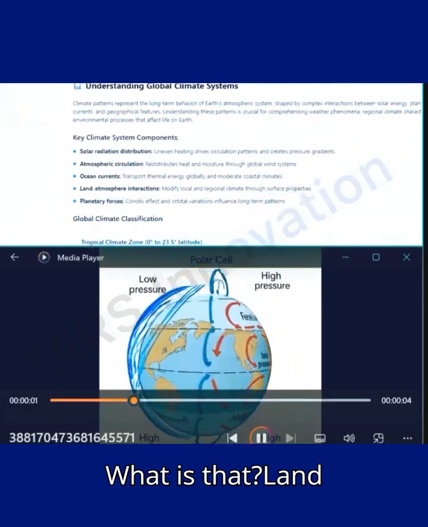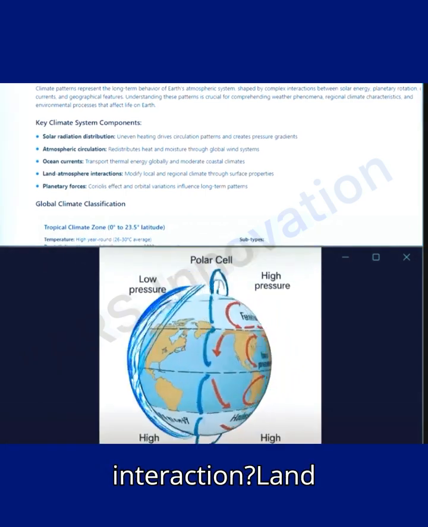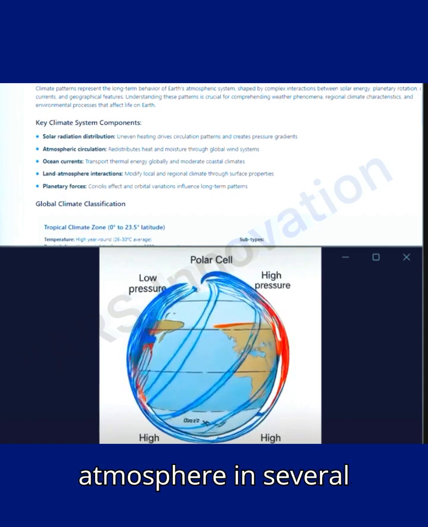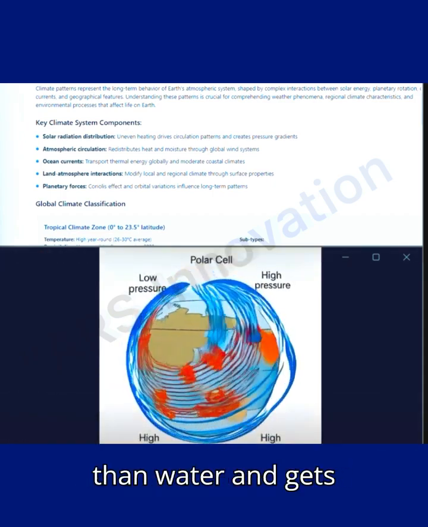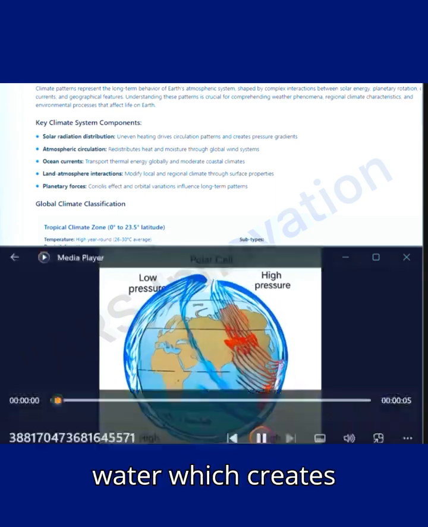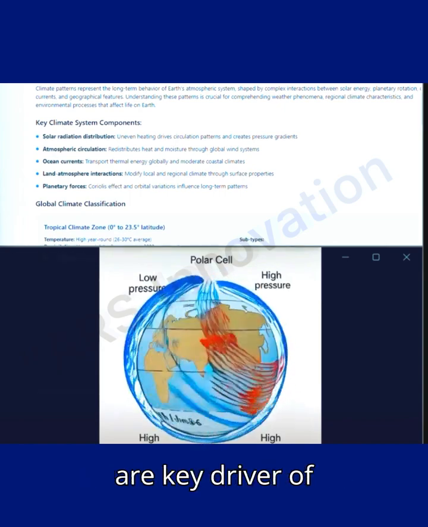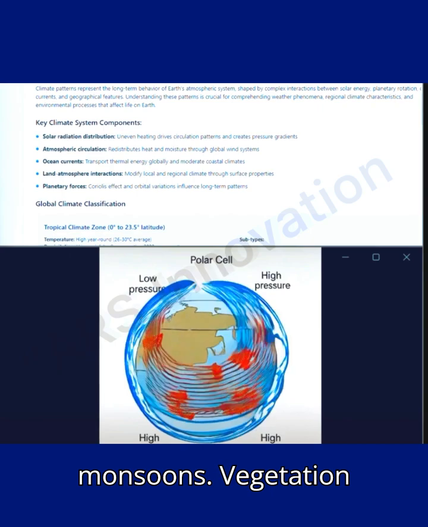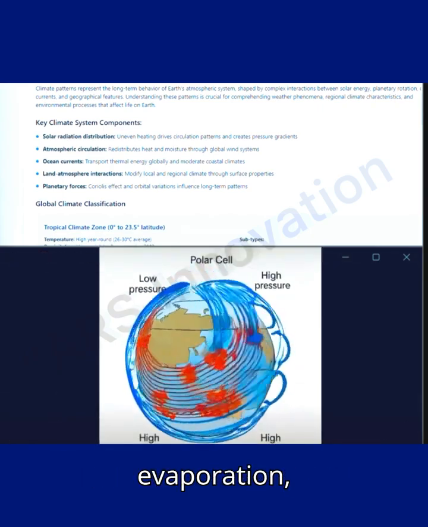Next we'll move towards land-atmospheric interaction. So what is land-atmospheric interaction? Land surface interacts with the atmosphere in several ways. Land heats up and cools down faster than water, which creates a temperature contrast between land and ocean. These contrasts are a key driver of phenomena like monsoons.